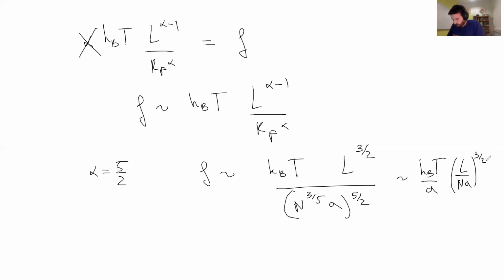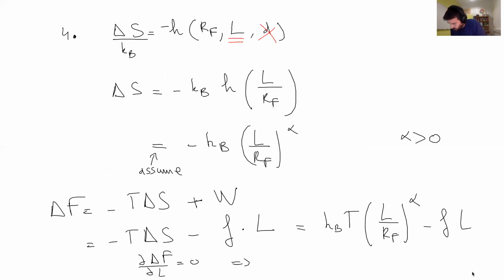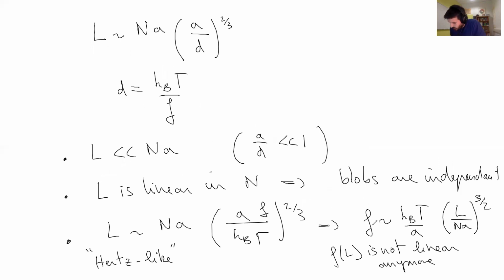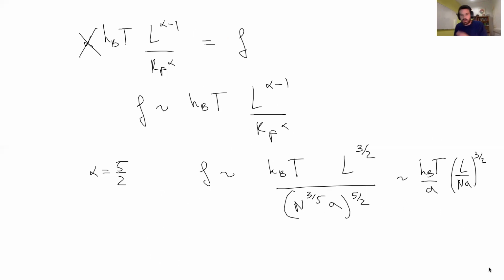And that's it. All right. And this is exactly what we found for F before from the argument with the blobs. You remember we had force kBT over a L divided by N a to the 3/2. So the only way we recover the good value of the force is when we choose indeed alpha equal to 5/2, which was your intuition.